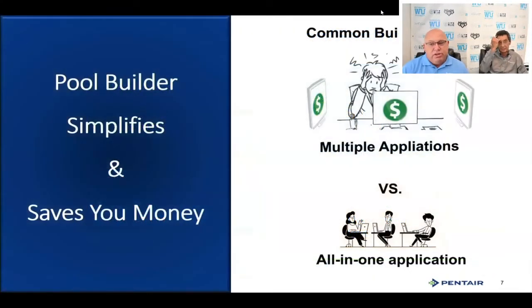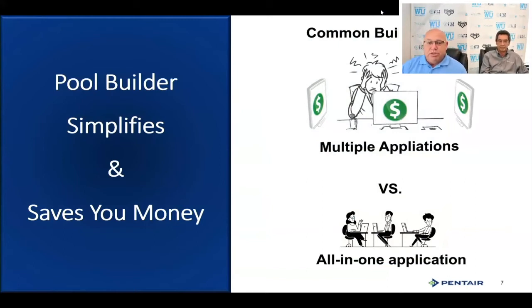What we've experienced in the marketplace for the common builder is that most of them are operating with multiple applications. Maybe they're invoicing through QuickBooks, doing their lead generation through another product, and doing their construction and scheduling through another product. So there are multiple applications involved, and generally each one of those is incurring some cost.